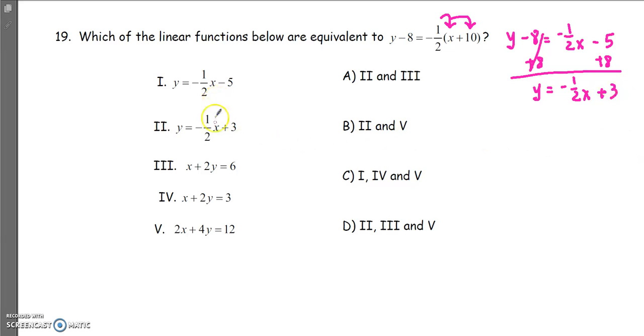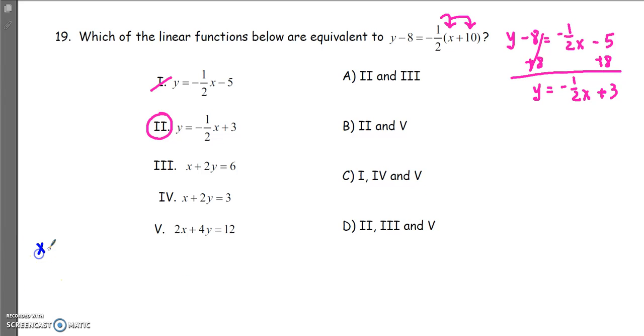So I'm going to look over here right away and see if I see any of them that are matched. So a negative 1/2 x plus 3, so 2 is going to work. Because this is negative 1/2 x minus 5, obviously these can't be different. So that one's not going to work. Now the other ones, I think at this point it might be easier for me to change each of these into slope-intercept form. I'll do different colors.